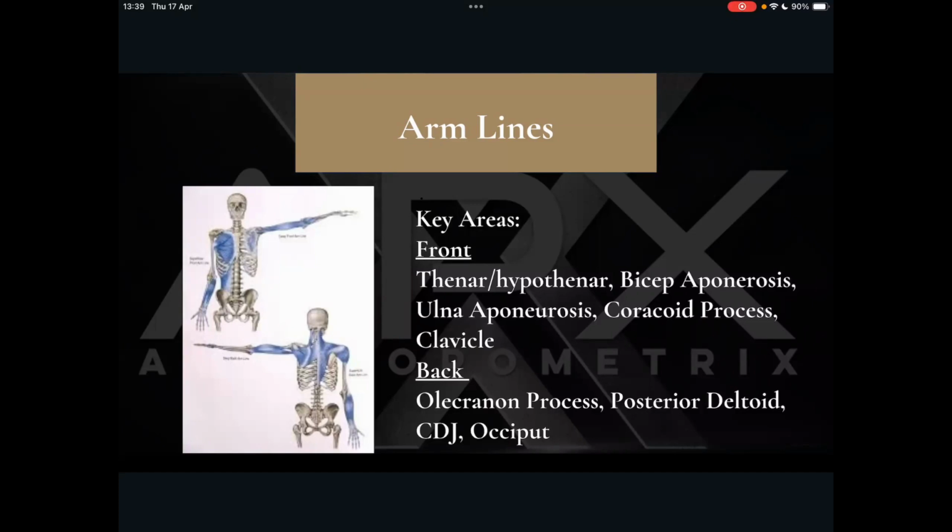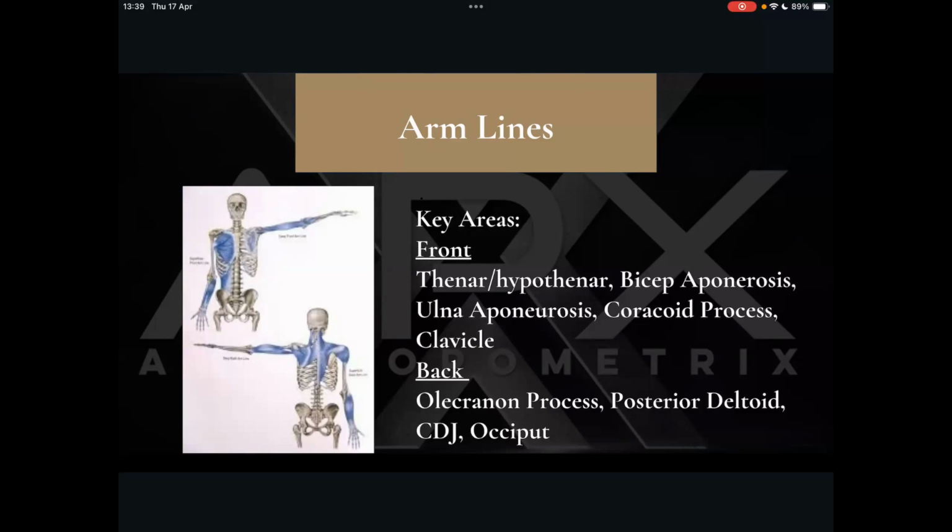For the back lines, you've got your olecranon process. Again, that's just your elbow, let's just say. Posterior deltoid and your CDJ and occiput. CDJ is basically where your neck meets your upper back, let's just say. Very, very important spot as well.